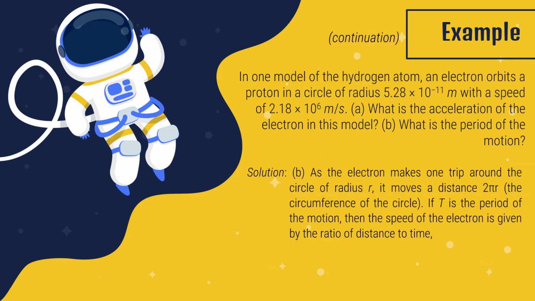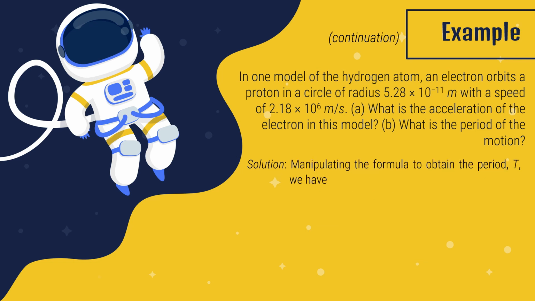For problem B, as the electron makes one trip around the circle of radius r, it moves a distance 2 pi r, or the circumference of the circle. If T is the period of the motion, then the speed of the electron is given by the ratio of distance to time. We have v is equal to 2 pi r over T. Manipulating the formula to obtain the period T, we have T, which is equal to 2 pi r over v.